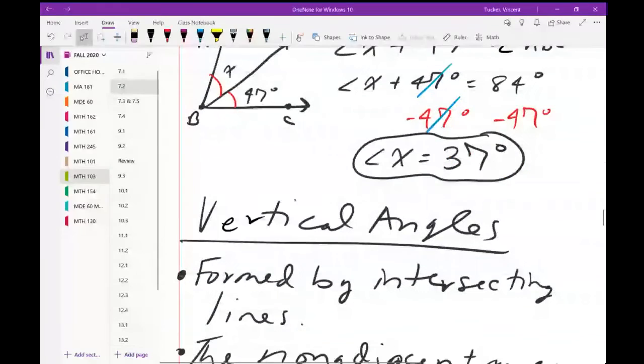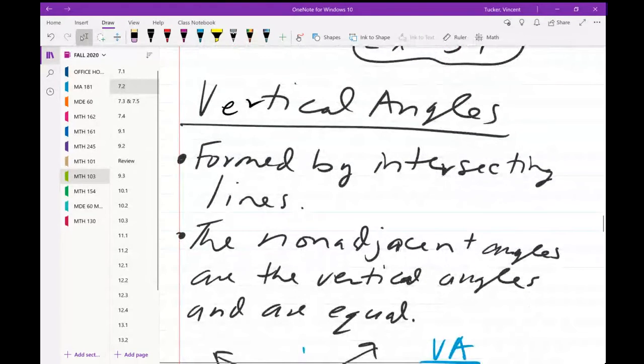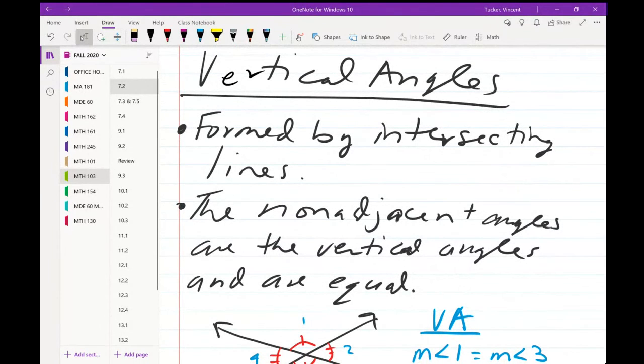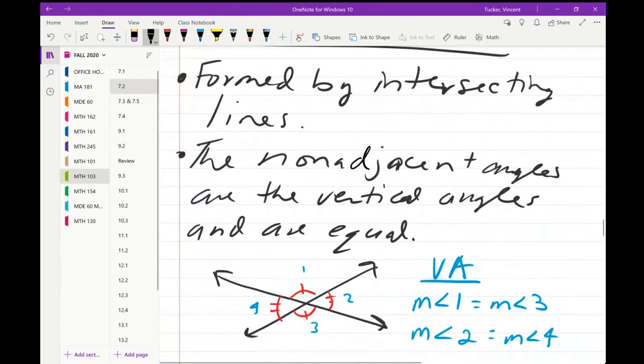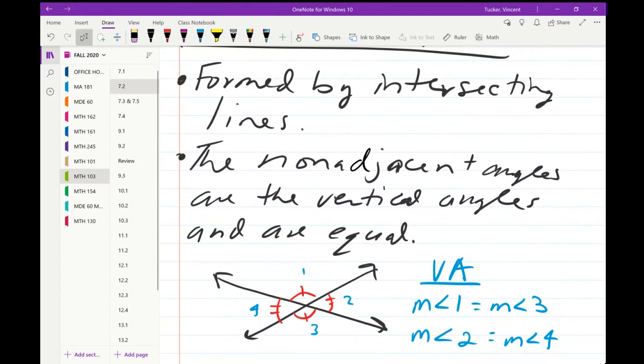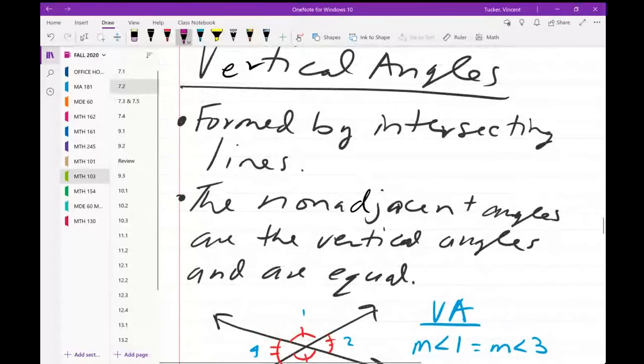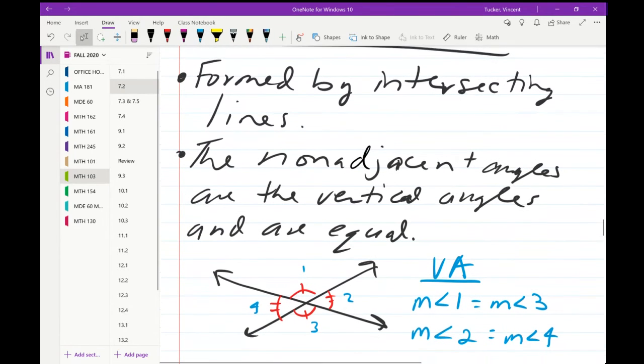Okay. All right. So let's look at vertical angles. Vertical angles are formed by the intersecting of lines. They are the non-adjacent angles, and vertical angles are equal. So what we mean by that is this diagram right here. I think I moved up a little too quick, but vertical angles is the title. Those are the type of angles we're talking about.